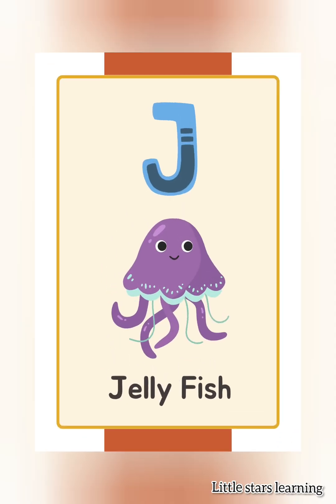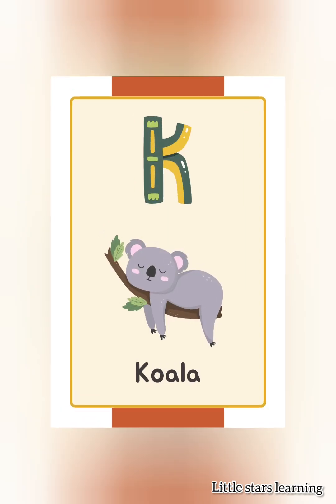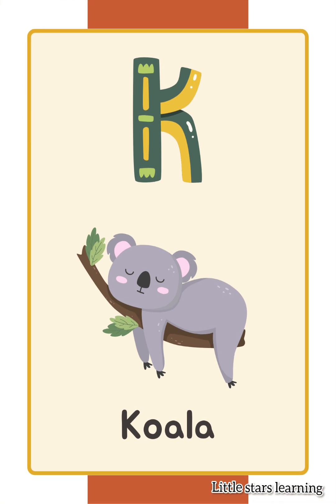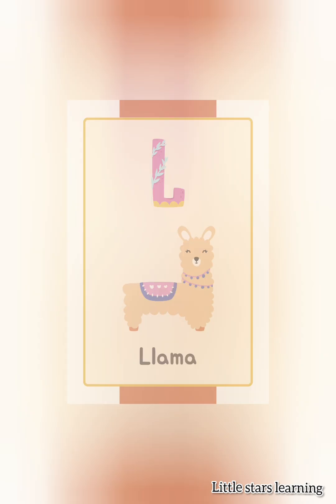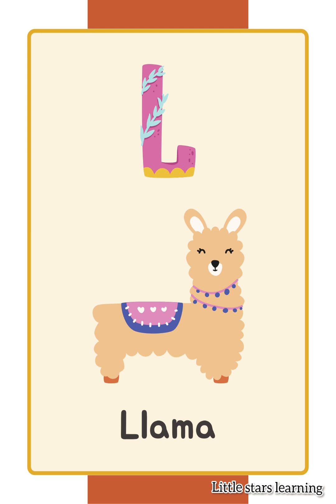J is for jellyfish, jellyfish, jellyfish. J is for jellyfish. K is for koala, koala, koala. K is for koala. L is for llama, llama, llama. L is for llama.